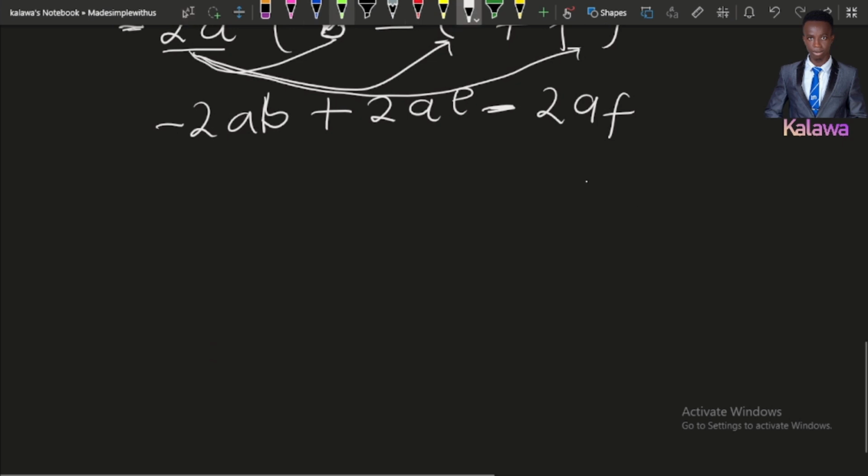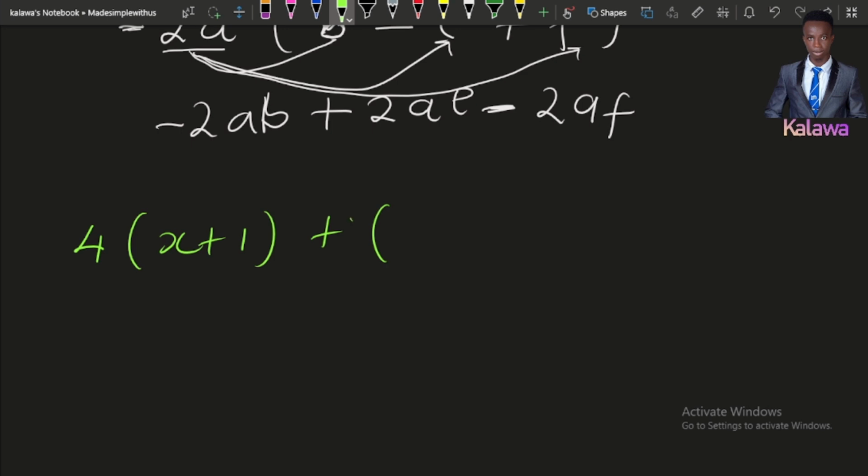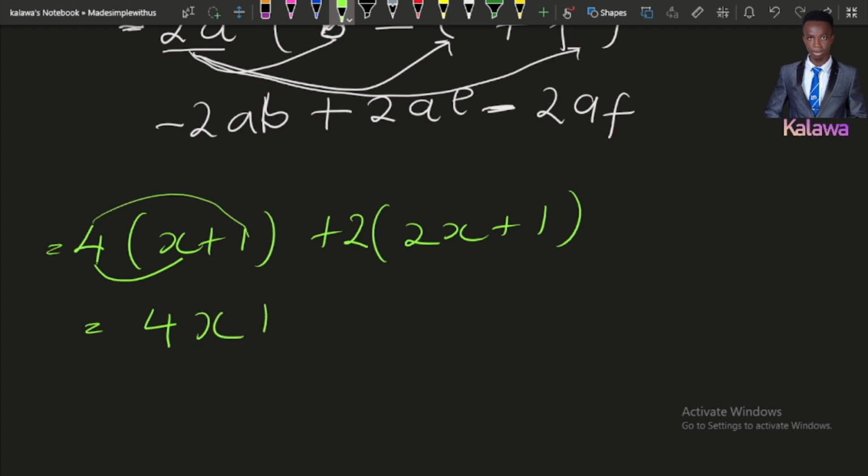Let's say again we have 4 into x plus 1, and we also have 2 into 2x plus 1. So let's proceed with this. Remember the same thing again. We multiply the term outside into the terms inside the brackets. So 4 multiplied by x gives us 4x. And then 4 times 1 gives us plus 4.